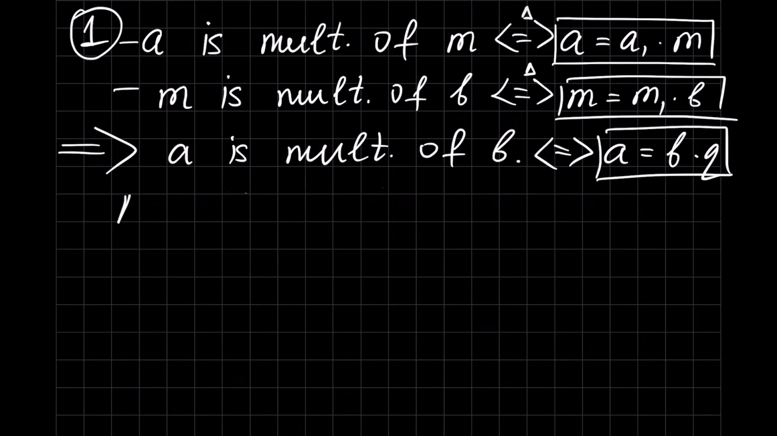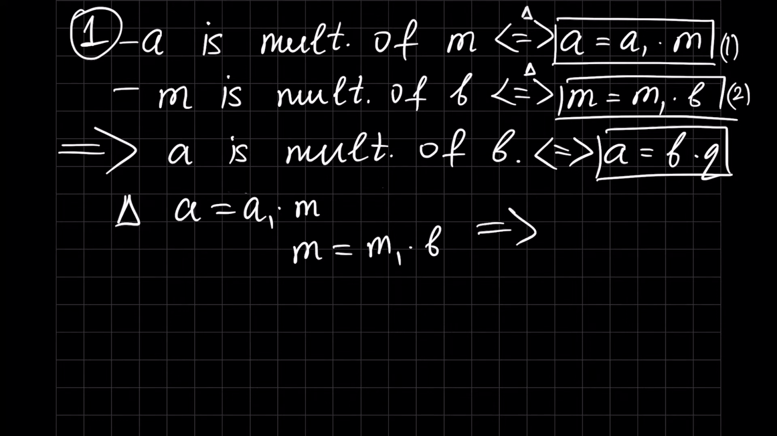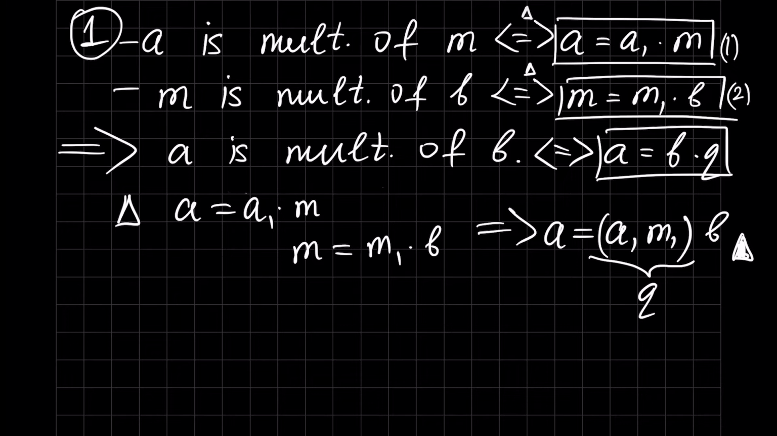Let's show it. Proof is quite easy. Having these two equations, 1 and 2, let's rewrite it. A is equal to A1 times m, and m is equal to m1 times B. Inserting this m in equation number 1, we will have A is equal to A1 m1 times B. And this integer number is our Q, and by definition this means that A is multiple of number B.